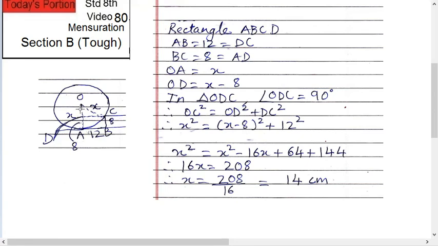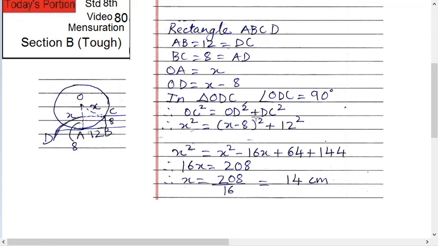So now OA equals x and AD equals 8, so OD will be x minus 8, right? Now in triangle ODC, angle ODC is 90 because ABCD is a rectangle. Therefore OC square equals OD square plus DC square. Now what is OC? x. What is OD? x minus 8. What is DC? 12, right?